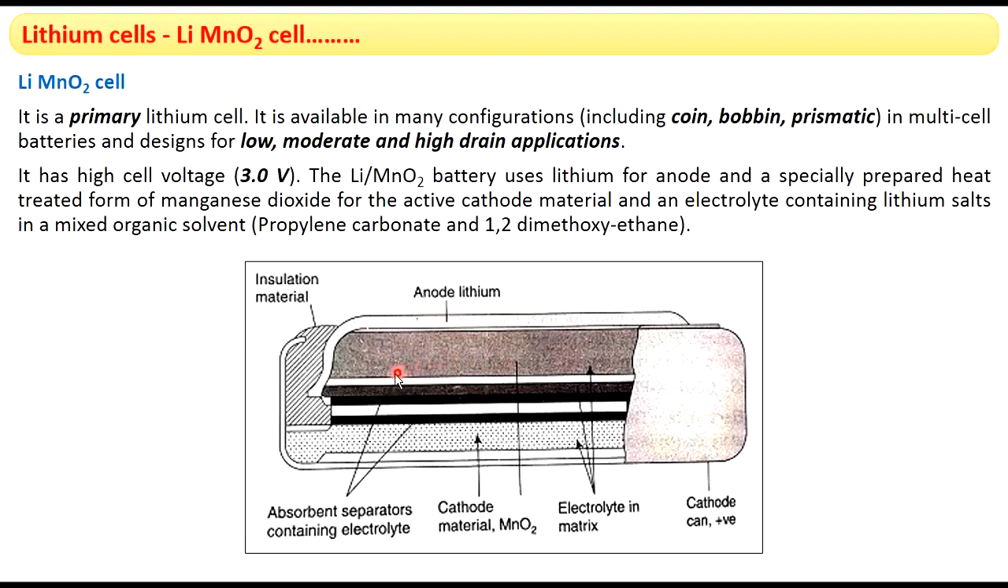So you can see in the picture, this is the diagram showing the parts or composition of the lithium MnO2 cell. This is metallic lithium, which acts as the anode. This is the insulator, which separates the cathode from the anode. And this is the cathode, a preheated manganese dioxide. And this is the electrolyte matrix. And this is the cathode outer layer, which is a positive electrode. And in the middle, absorbent separators are also there. This is the construction of lithium MnO2.